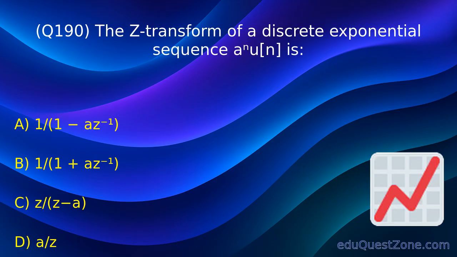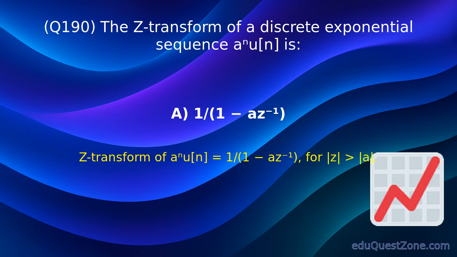Question 190. The Z transform of a discrete exponential sequence a to the power n is... Option A, 1 divided by 1 minus a Z inverse. Z transform of a to the power n equals 1 divided by 1 minus a Z inverse.